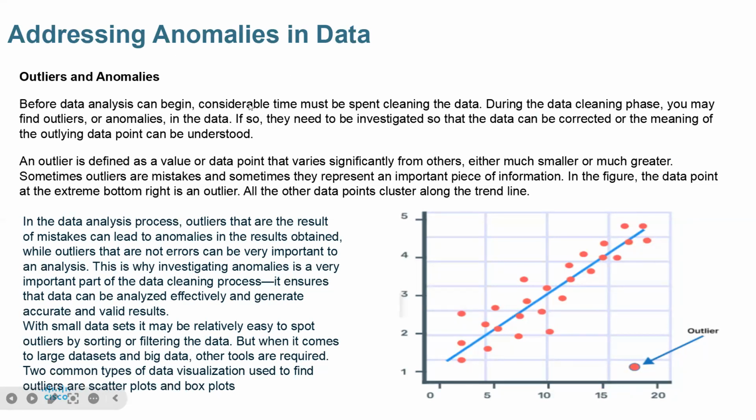Before data analysis can begin, a considerable amount of time must be spent cleaning the data, right? During the data cleaning phase, you may find outliers or anomalies in data. Somebody might be sleeping at this point. Somebody might be exhausted by this time. Somebody might be making a mistake by having this particular item. An outlier is defined as a value or data point that varies significantly from others. So it's quite different from these other ones, either much smaller or much larger. You call it an outlier.